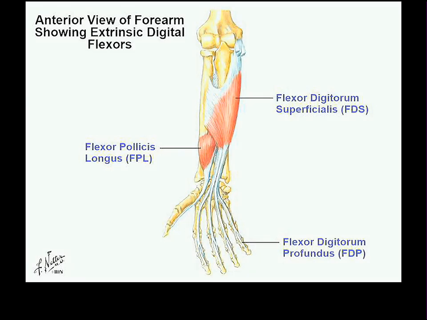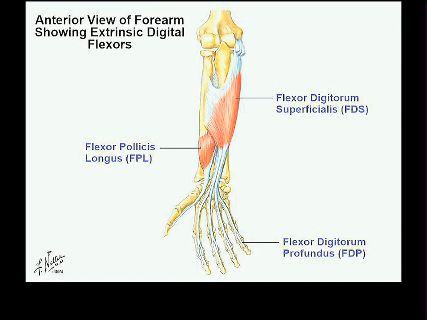When you talk about flexion and extension of the fingers, there are two groups of muscles involved. There are the extrinsic muscles and the intrinsic muscles. Extrinsic means lying outside the hand. Intrinsic means lying within the hand itself, those that you will dissect today.